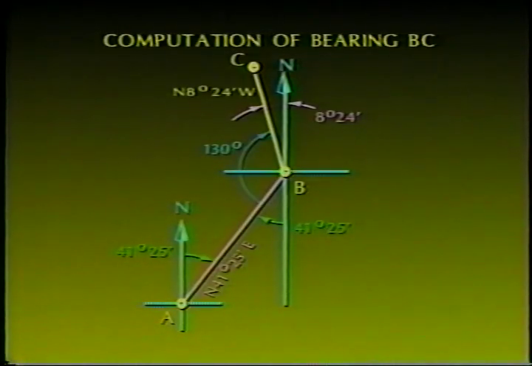Here the problem is to determine the bearing from B to C. The bearing of line AB is known and has a value of north 41 degrees 25 minutes east. This means that the angle at point B from the meridian to point A is 41 degrees 25 minutes. When we then add the angle of 130 degrees 11 minutes to 41 degrees 25 minutes, we get a value of 171 degrees 36 minutes, which also places the line BC in the northwest quadrant. Remember that a bearing cannot exceed 90 degrees, so we can subtract this value from 180 degrees, giving us a bearing of north 8 degrees 24 minutes west.